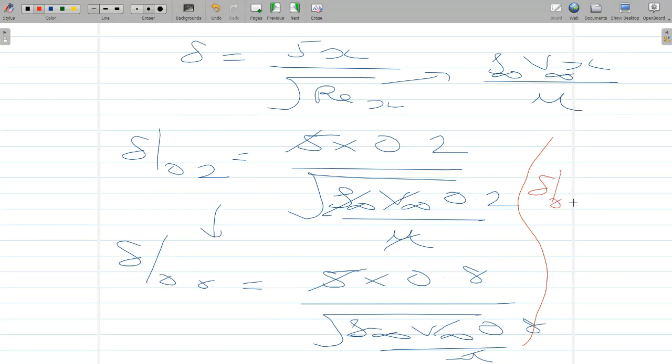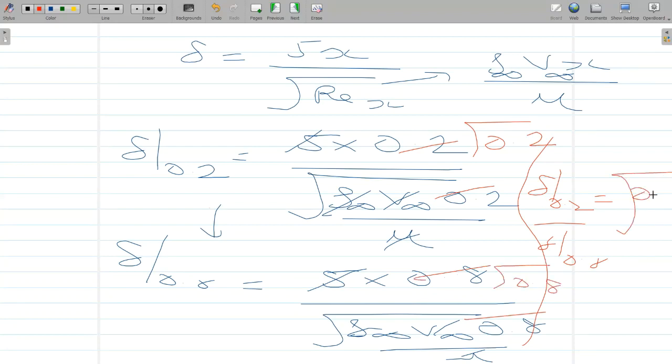So if I were to write it down here, delta at 0.2 divided by delta at 0.8 is equal to 0.2 divided by 0.8, and then I can cancel these out, and this will give me root 0.2 by root 0.8. So that is nothing but root of 1 by 4, which is 1 by 2.